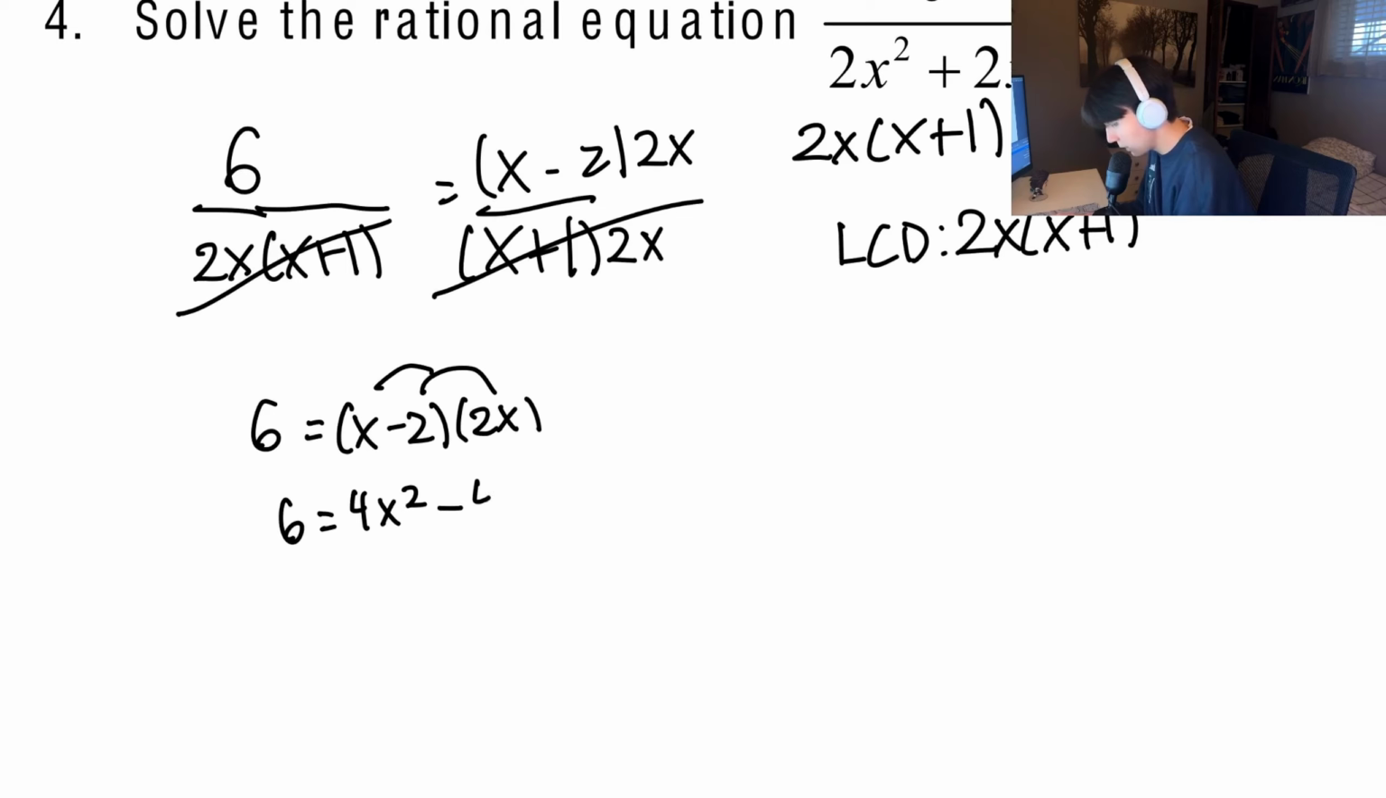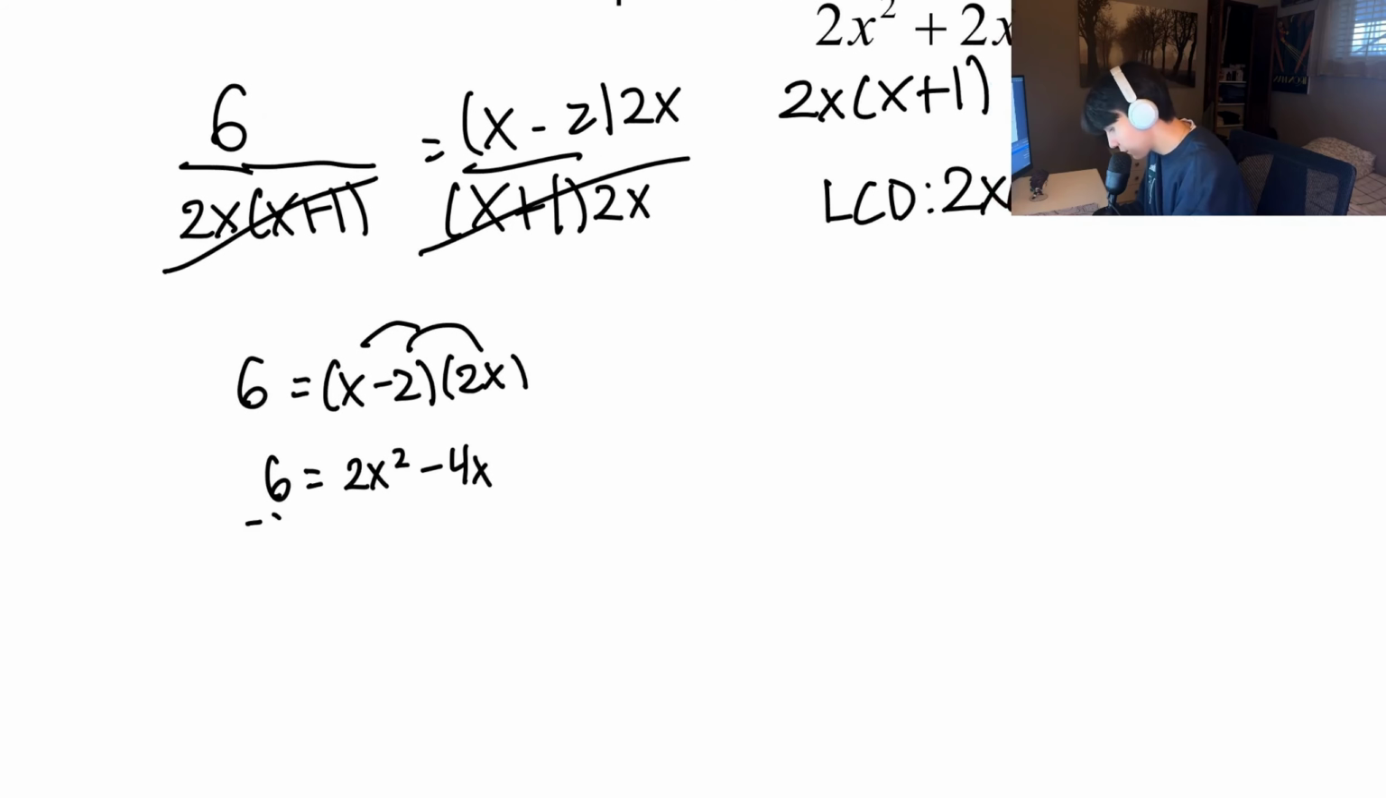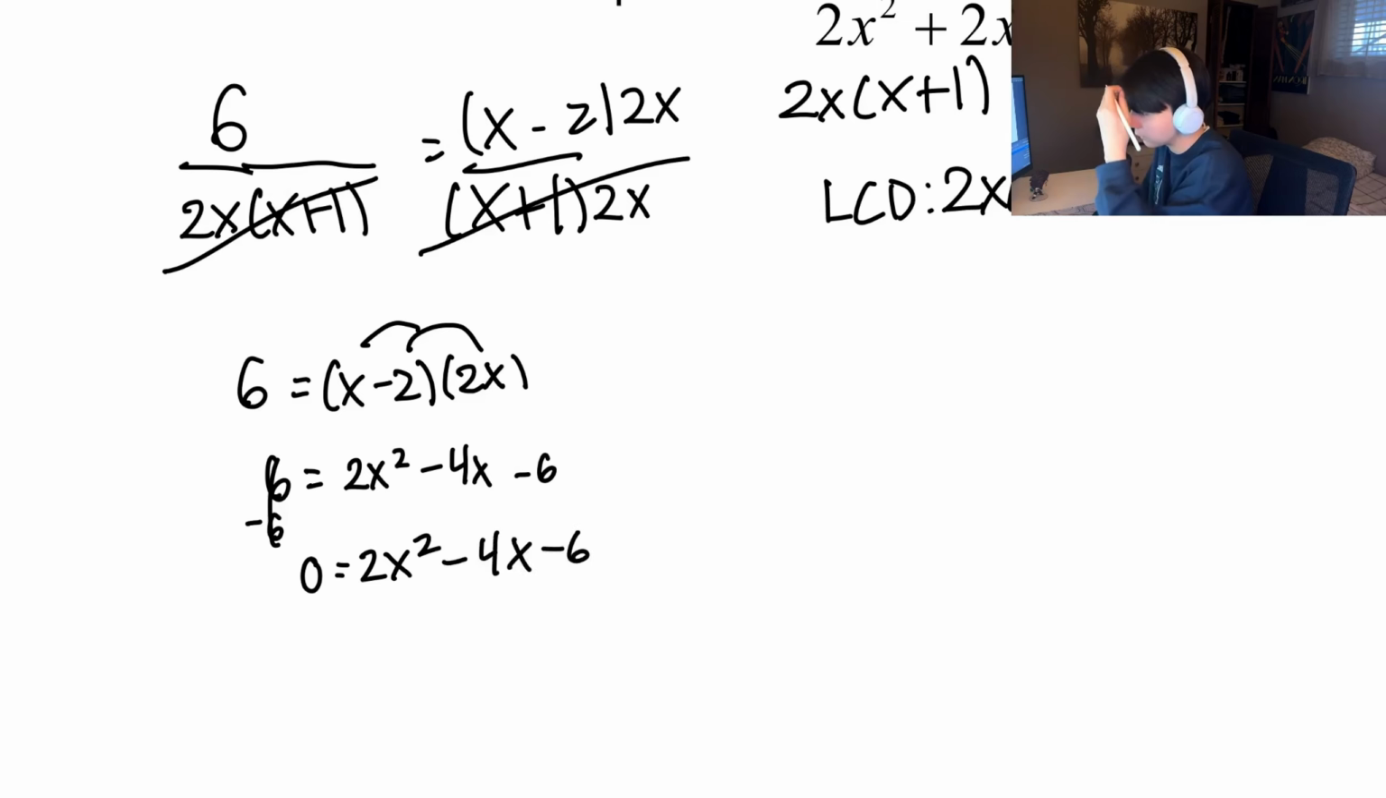Or sorry, it should be 2x squared minus 4x. And now what we're going to do is subtract 6 from both sides. And now you have a quadratic equation where you can solve for both your x values.